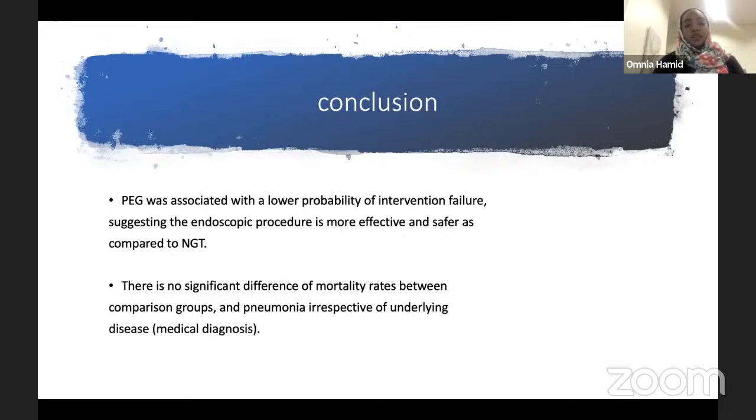In terms of intervention failure, PEG tube was superior. It's not failing because you inserted endoscopically. But at the end, it's an invasive procedure. Apart from the NG tube, you can do it bedside. In terms of mortality rate, it's the same. No difference in terms of pneumonia or any underlying problems.